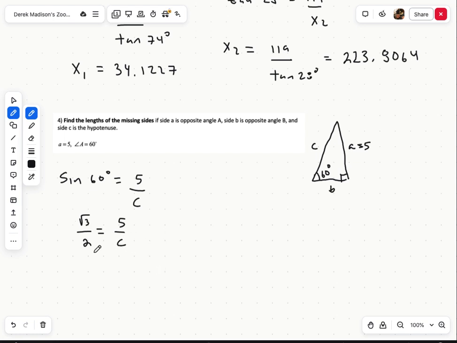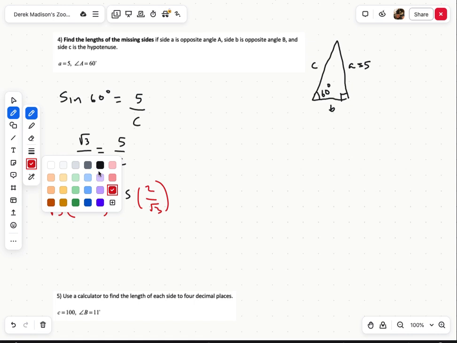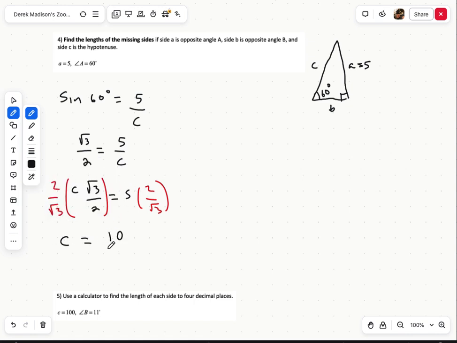So we'll bring the c up and then multiply both sides by root 3 over 2. So first we'd have c times root 3 over 2 equals 5. And then we'll multiply that by the reciprocal again to get c by itself. Scroll that down a little. Those cancel, leaving c by itself, and now I have 10 over root 3, or again, if I rationalize the denominator with root 3 over root 3, that will be 10 root 3 over 3.